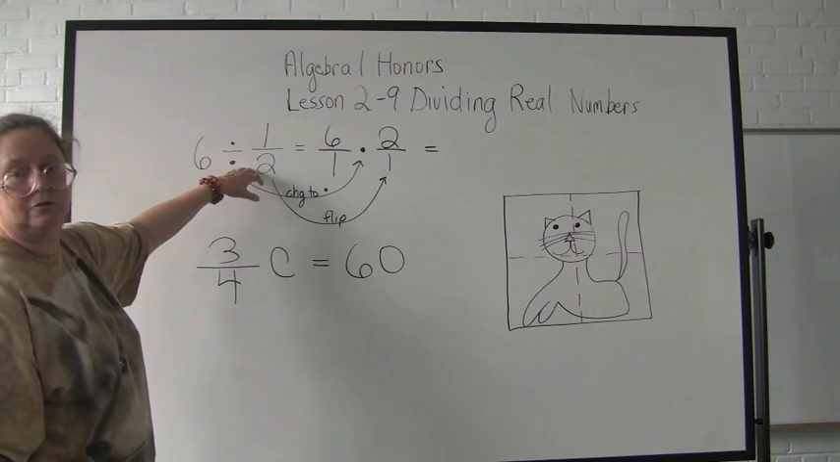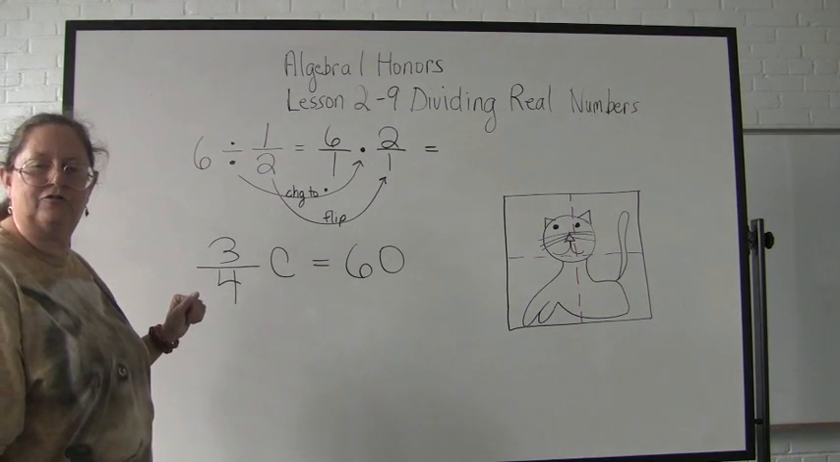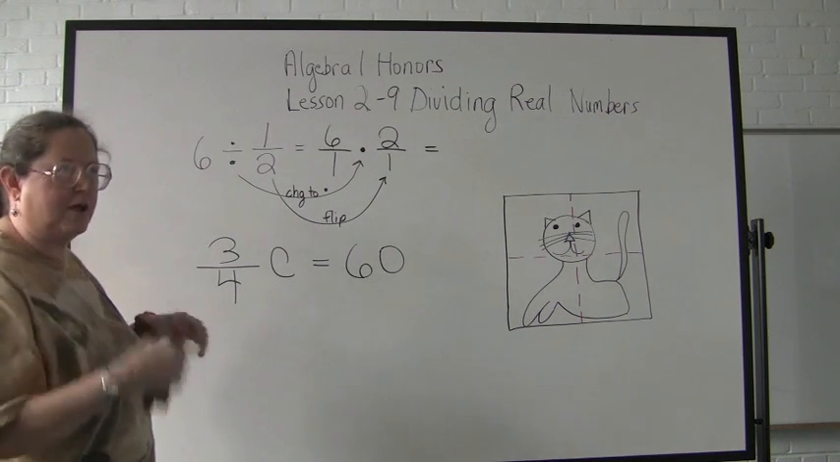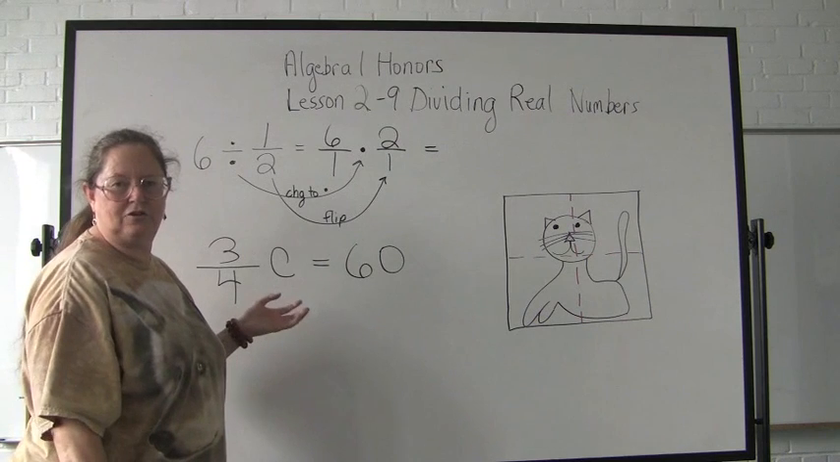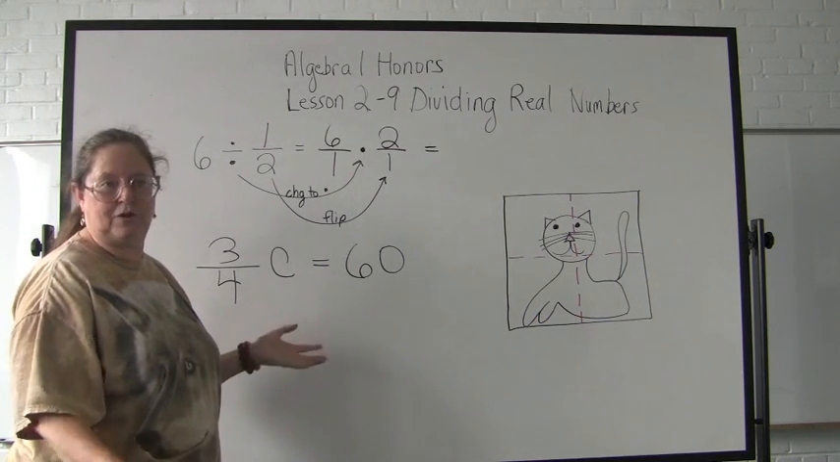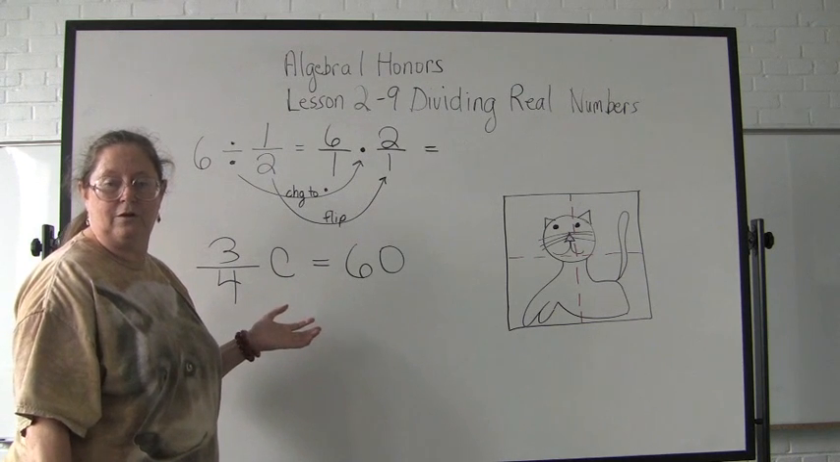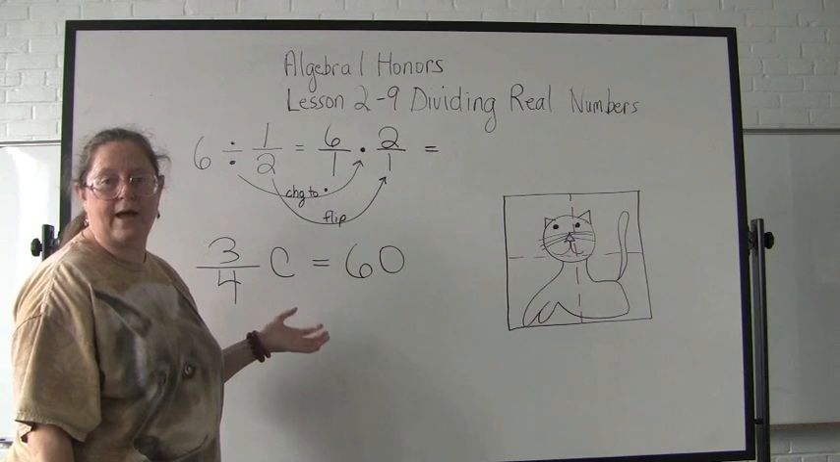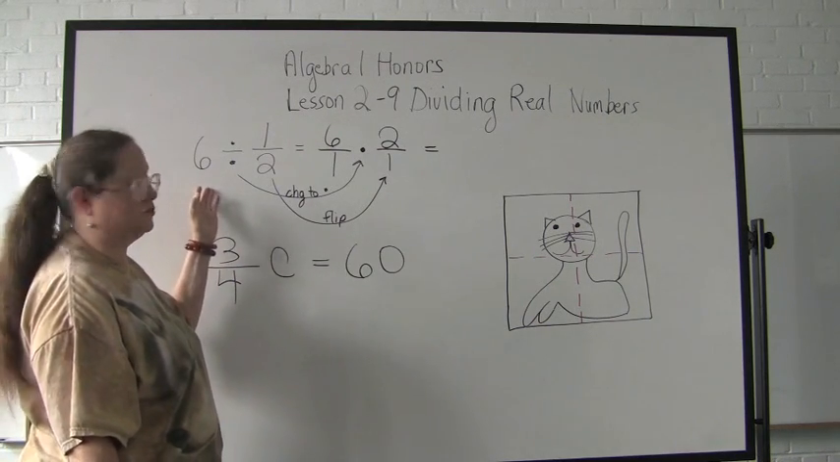Because what this really means is, how many halves are there in 6 wholes? Okay? So if you had 6 pies, you cut each one of them in half, if you gave each person a half, how many people would you be able to feed? Well, you'd be able to feed 12, right? Because each of the 6 pies has 2 halves to it. All right, let's make sure we get that.